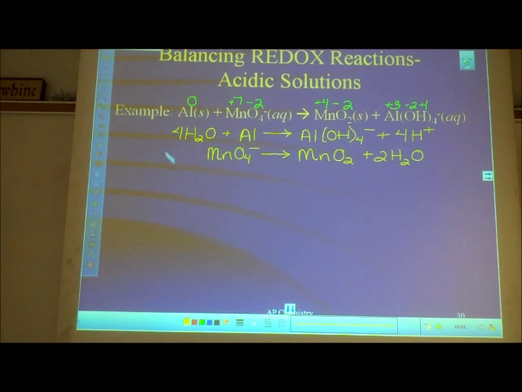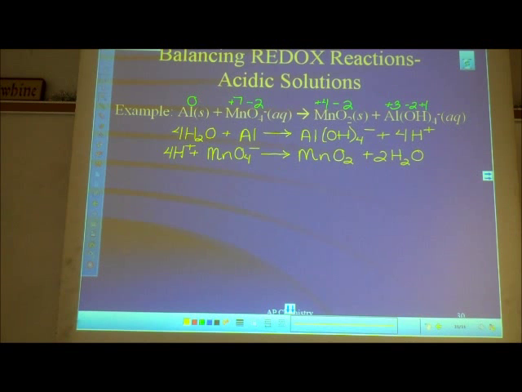4 H pluses on which side? Okay? Great. Now folks, at this point, all of the elements should be in balance. Are they in balance? It's okay. It's always okay just to check. Yes, every element should be in balance.